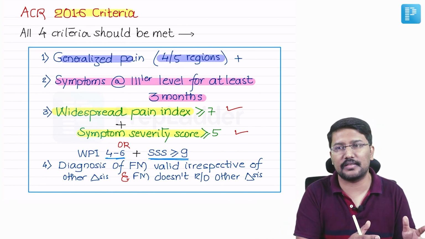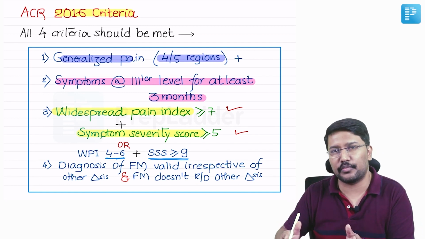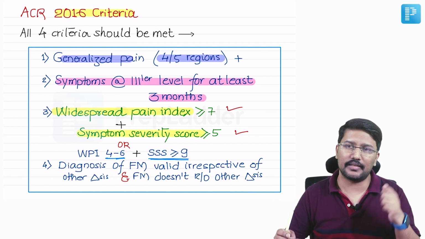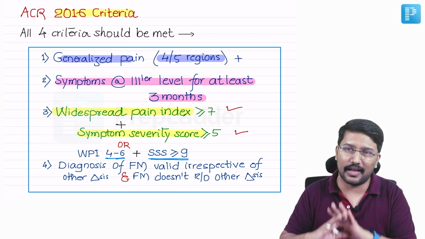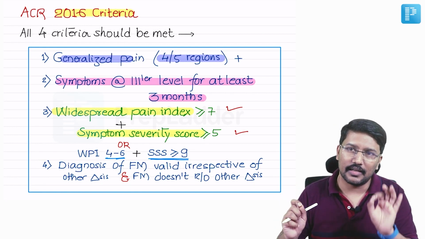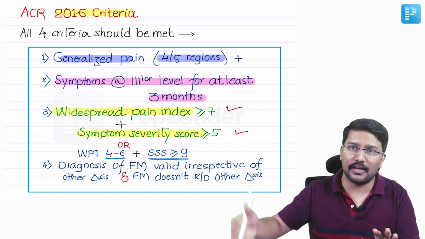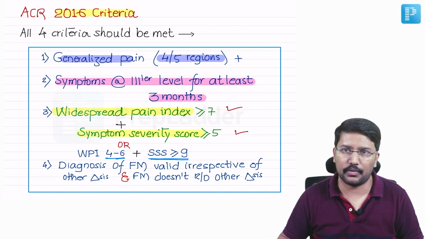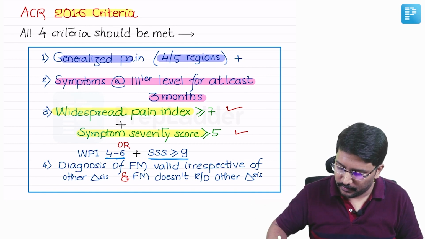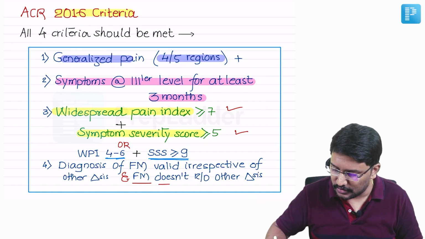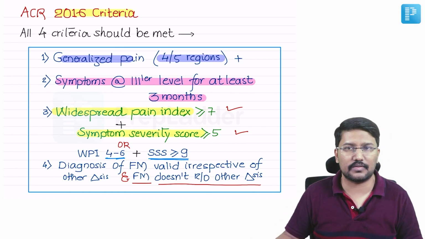So for example, if it is a case of rheumatoid arthritis and the fibromyalgia criteria are satisfied, you may say that this is a case of rheumatoid arthritis with fibromyalgia. So the diagnosis of fibromyalgia is consistent with the diagnosis of other entities. Both are applied. Then the last part of the statement is this: fibromyalgia diagnosis doesn't rule out other possible diagnoses.